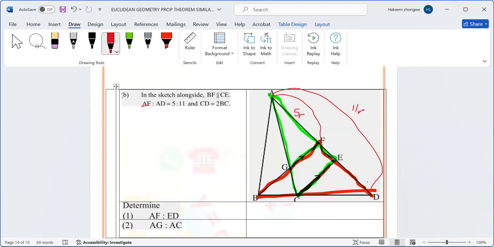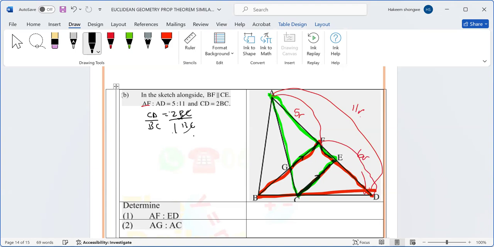Starting from here to here is 11R, meaning this one from here to here, even if they didn't say anything about it, I can put it there and say this is 6R, because 5R plus 6R gives us 11R. I don't know, we might need it. The other one that is given is CD, which is equivalent to 2 BC. If I divide by BC on both sides, then we have a ratio of 2:1.